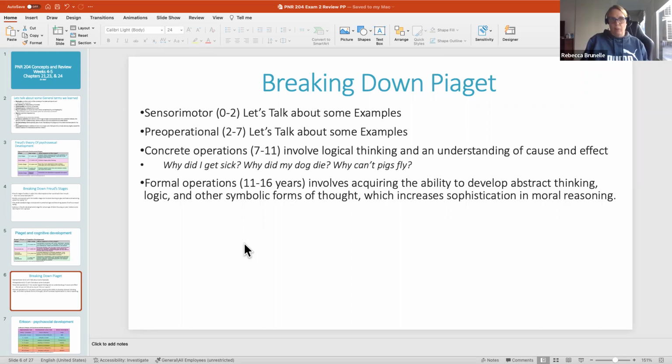And then concrete operations is the school age. This is when they're starting to understand cause and effect. They're getting a lot better at math. And formal operations is the teenage years, and that's when they start to develop abstract thinking.